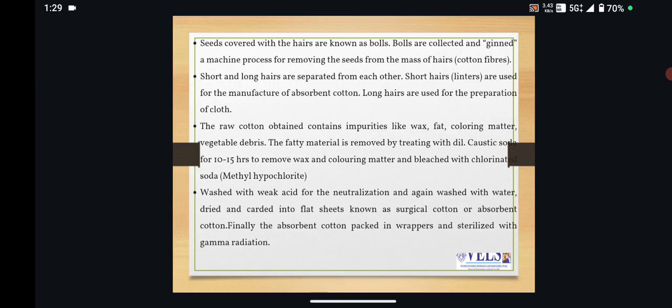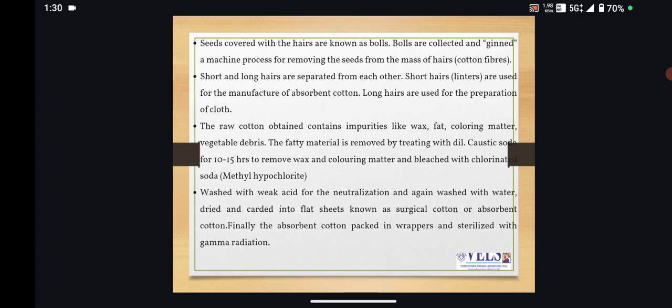Then they are subjected to the ginning process, a machinery process used to separate the seeds from the mass of fibers. The cotton fibers are separated by using the ginning process. After that, the fibers are graded as per size: short fibers and long hairs. Short hairs are used for the manufacture of absorbent cotton, whereas long hairs are used for the preparation of cloth. The raw cotton obtained from that procedure contains impurities, because it contains some fatty, waxy cuticle.